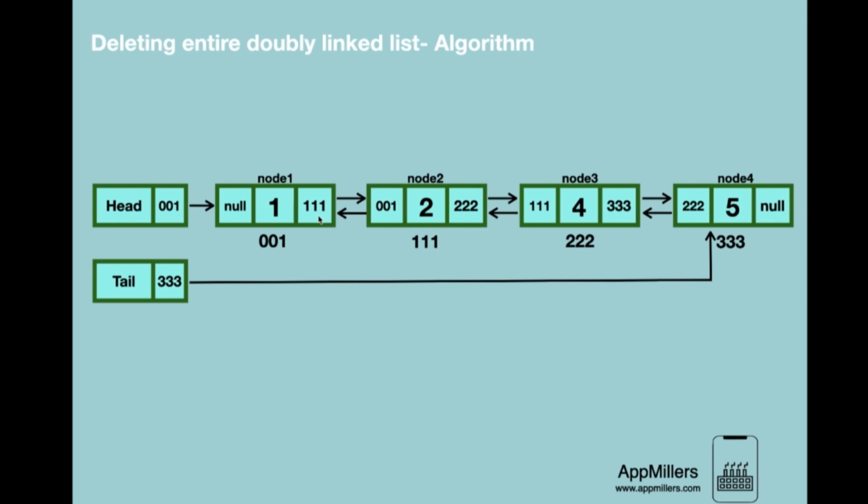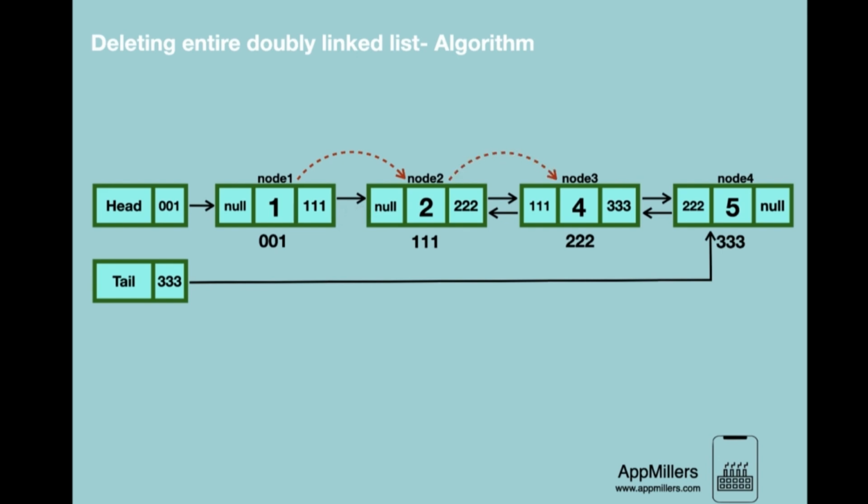So how can we delete the entire double linked list? In this case, the first step is we will start to loop through these nodes and update their previous references. Here we know that the first node's previous reference is null, so we are not updating it. Then we continue to node 2, and when we reach node 2, we are updating the previous reference of node 2 to null. By updating this, we delete the reverse link between node 2 and node 1.